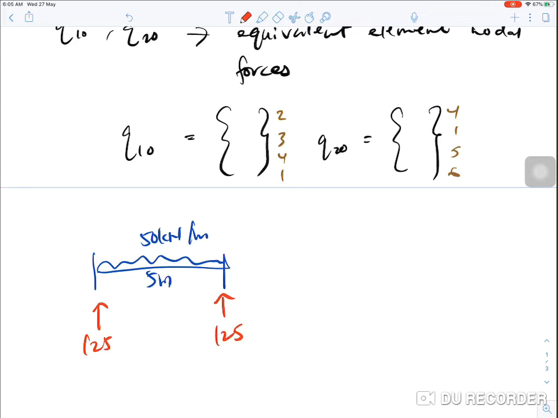And for the fixed end moment, it is WL squared over 12. W is 50, L squared, 5 times 5, divided by 12. It is 104.167. Okay, this is the fixed end moment.